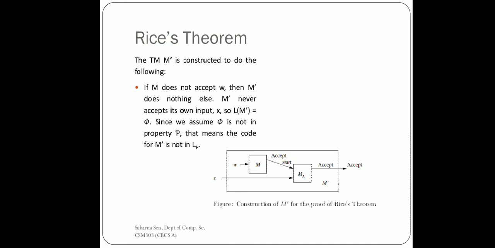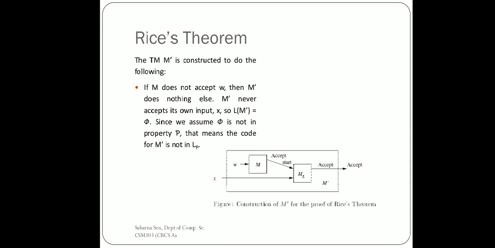If you look at the diagram, we have fed W to M, and when W is accepted, that makes my other machine ML work. If W is not accepted by M, then we cannot make ML start working. So whatever input X you give to ML, it is not going to work on it. So whenever W is not accepted by M, what will happen? My language will be empty.